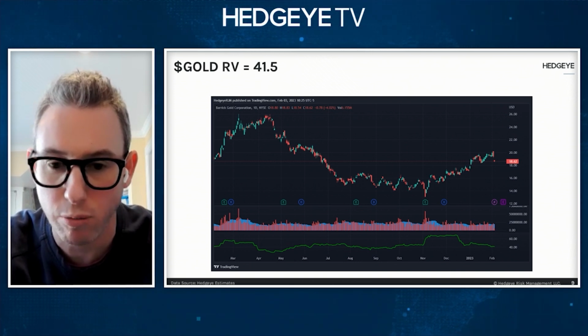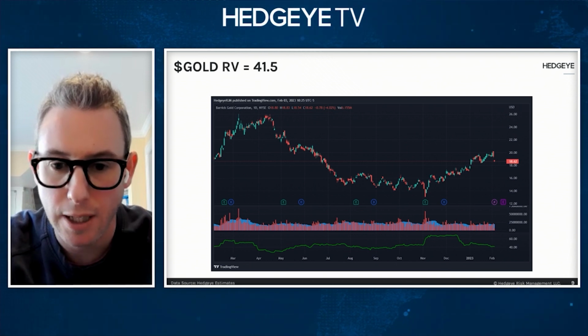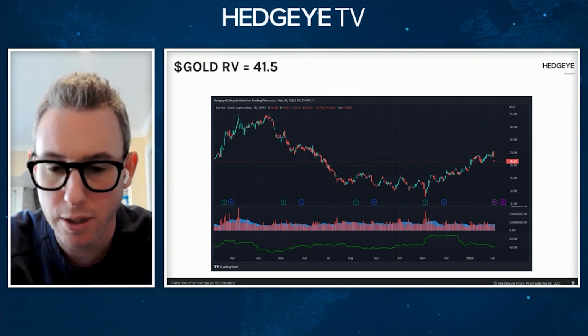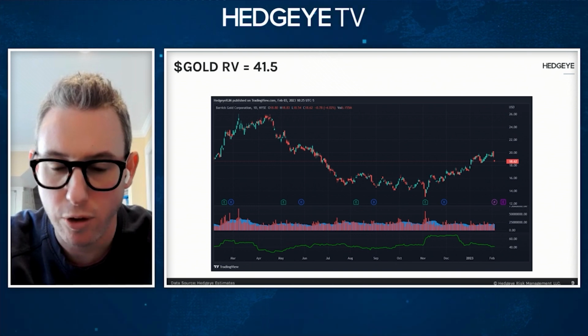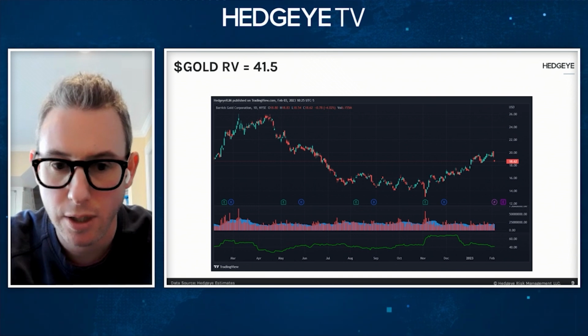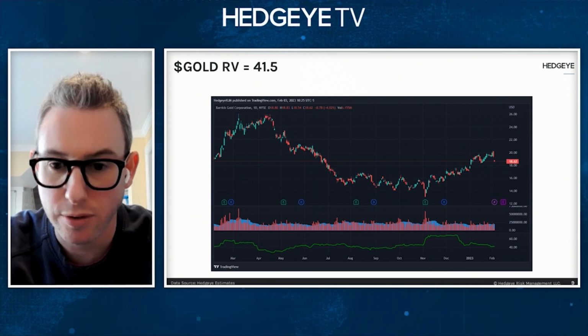So on the chart, you can see the price action, and the red and blue bars are the average volume at time. That's just how I track volume throughout the day. And then the green one is the RV, the realized volatility. So gold has a realized volatility of 41.5, whereas GDX has a realized volatility of 39.